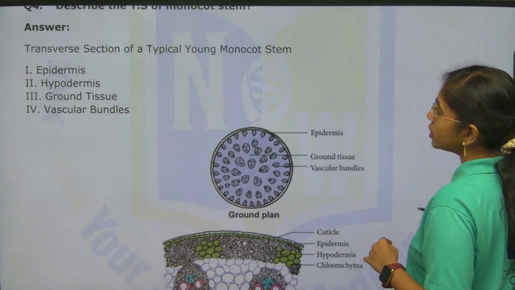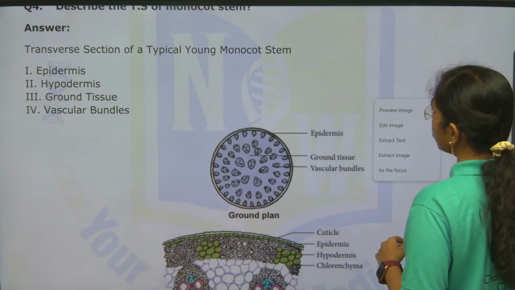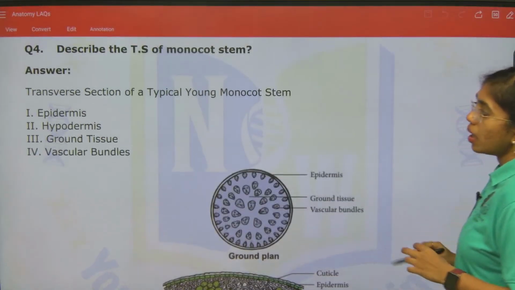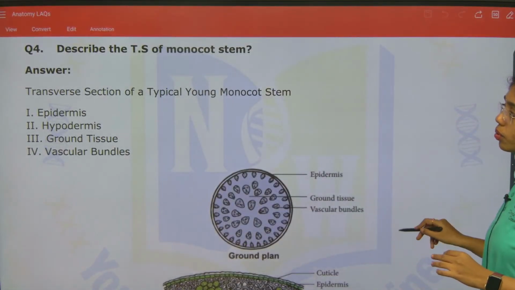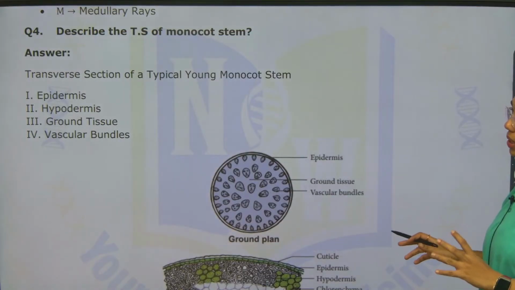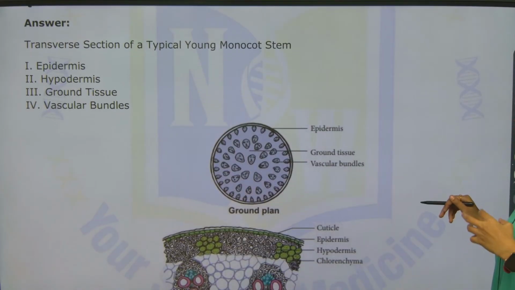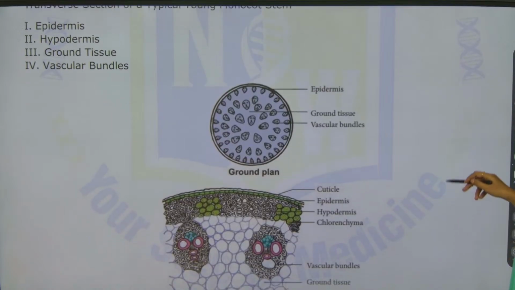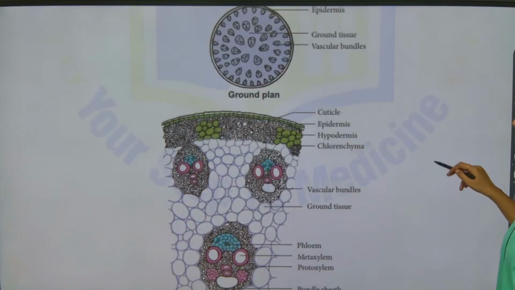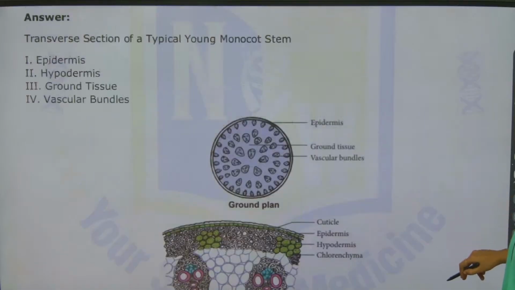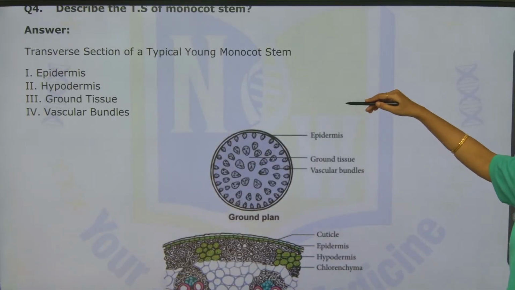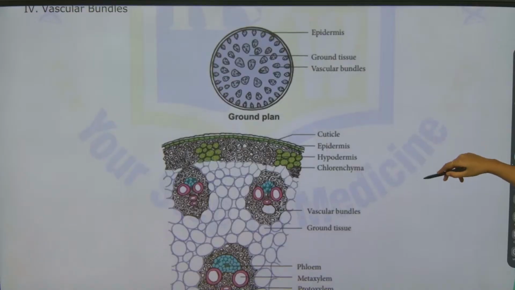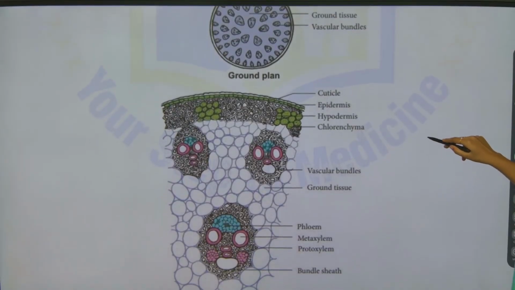So, the next question is about what? TS of monocot stem. In the TS of young monocot stem, the broad description that you have seen in the dicot stem will not be present in the monocot. Directly from the diagram itself I will be explaining, because it just has what? Epidermis, hypodermis, ground tissue and vascular bundles, that is it. So, look into the description here carefully.